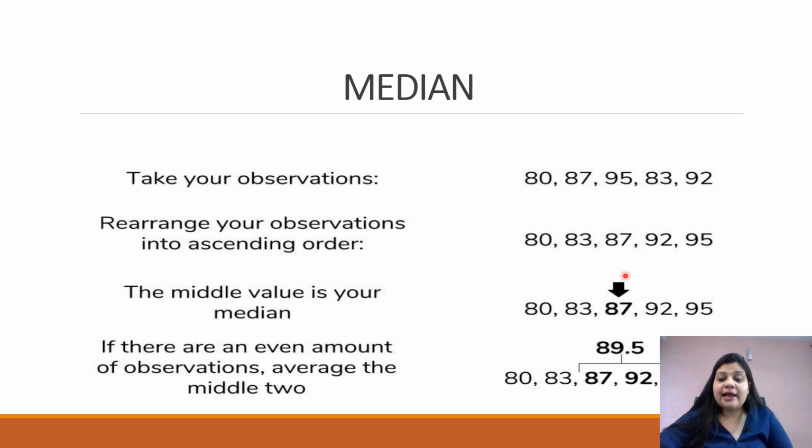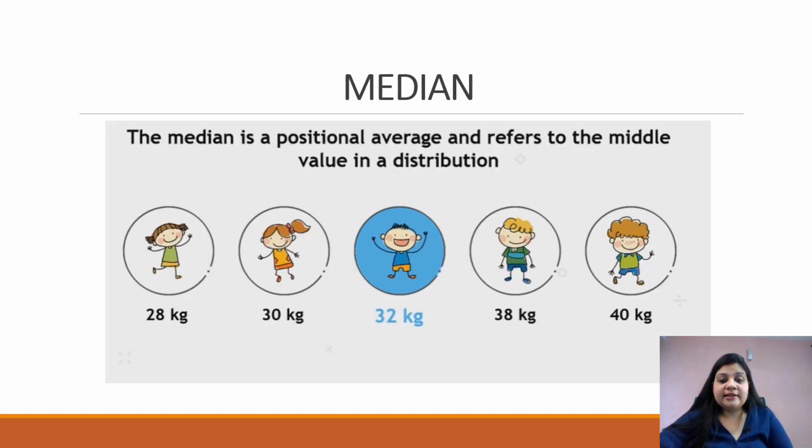In case I have 6 values, then it will be computed by the middle of two values that are 87 and 92, which comes out to be 89.5. Let's say I have value 97 apart from 95. So let's see another example.